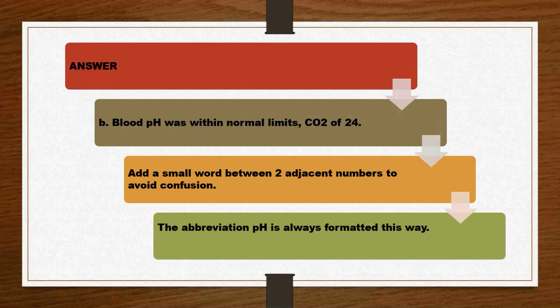pH is always formatted with a lowercase p, and you want to add, even though it's verbatim that they did not add the word of between CO2 and 24, you always want to add a small word between two adjacent numbers to avoid confusion and for clarity. The better choice of word to add is of. If you add is, it changes it to a sentence, and the formatting would be different. So the word of between two numbers like this is the best choice, and this way it's more clear and easier to see.